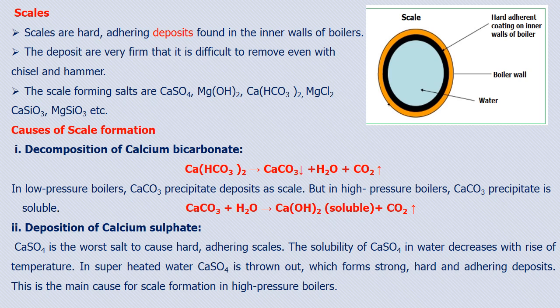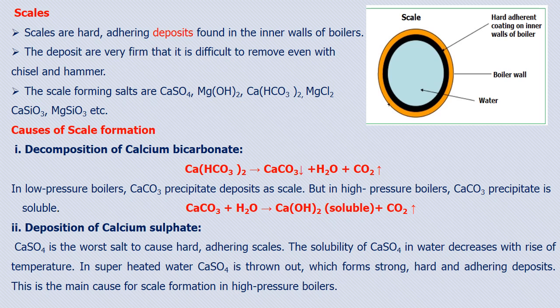Second one, the most important one, is the deposition of calcium sulfate. This is the one salt which is responsible for the major trouble in the boilers, and major scale formation is due to calcium sulfate. It is a salt which forms a very hard and adhering deposit on the surface, and its solubility property is also reversed. It is highly soluble in cold water and less soluble in hot water. As we start boiling the water, the salt, calcium sulfate, is thrown out of the water, and this precipitate goes and deposits on the walls of the boiler as a hard and adhering deposit.